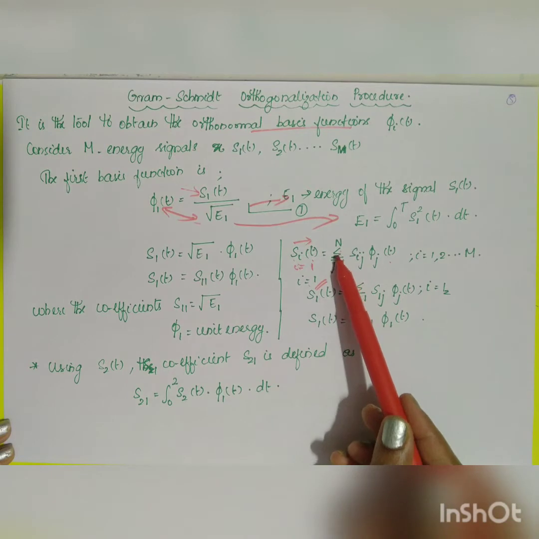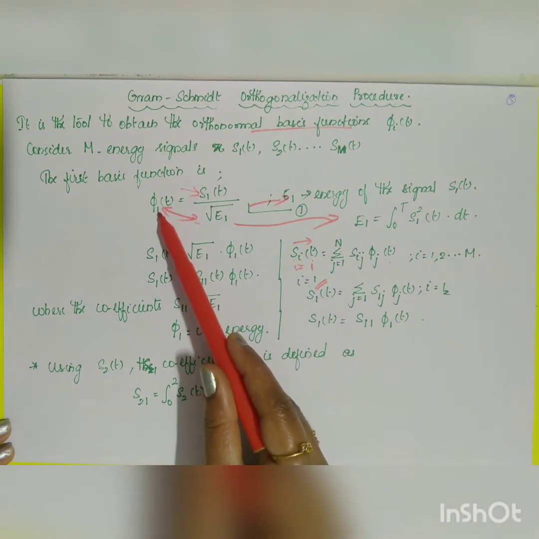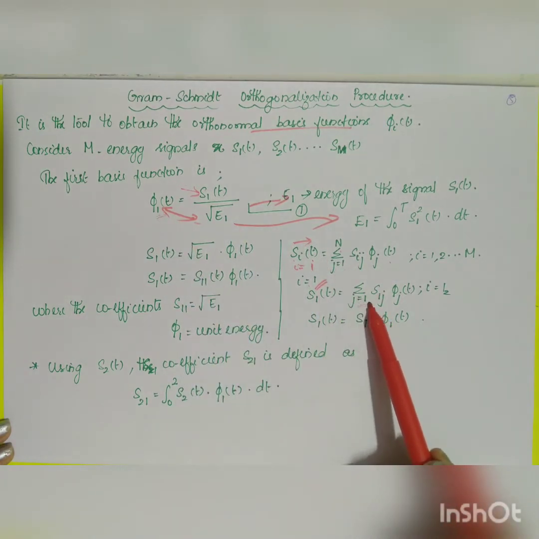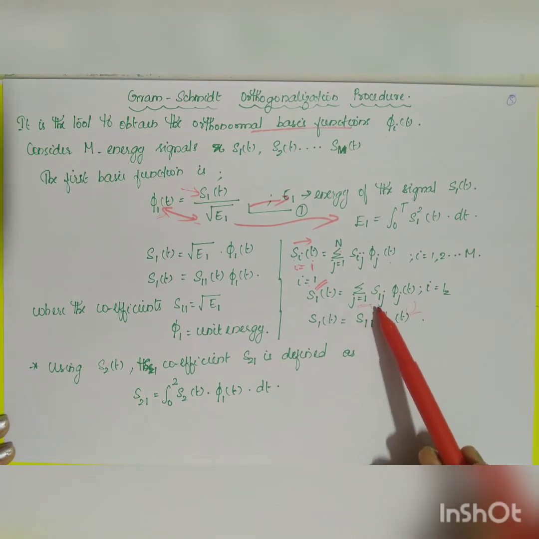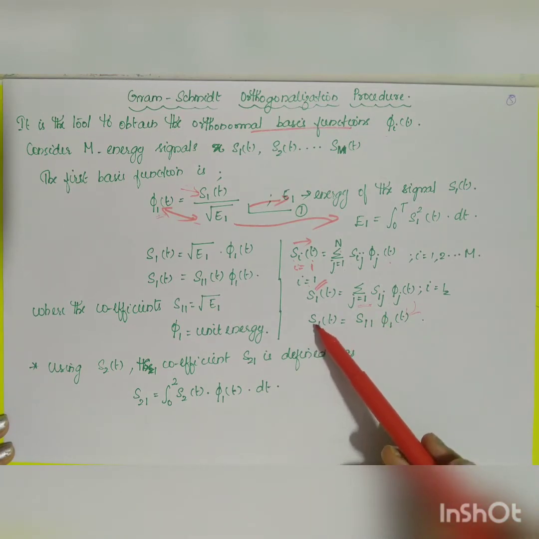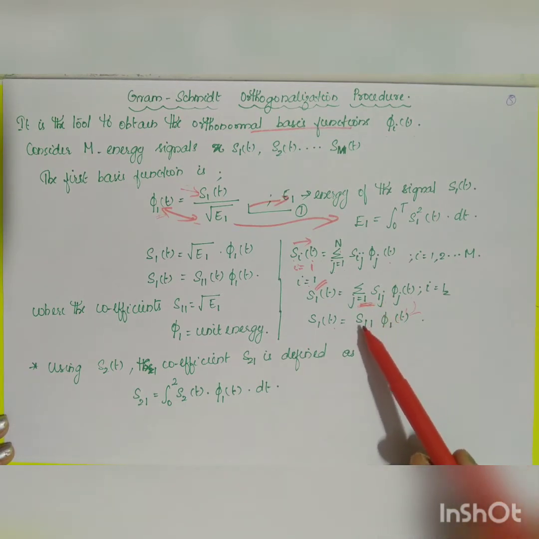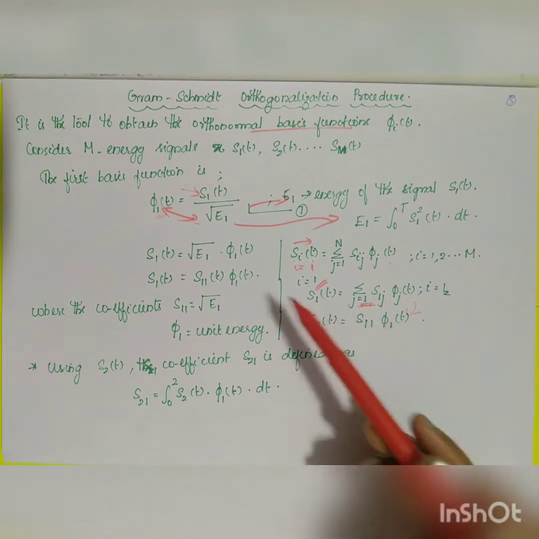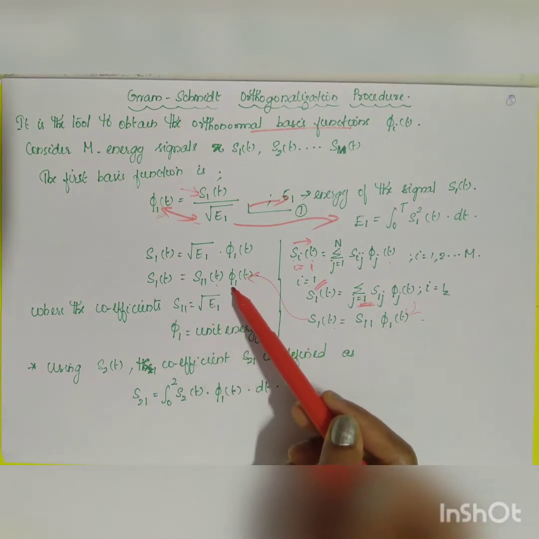S1 of t is equal to summation j is equal to 1 to n. Here you have j is equal to 1, S1j into phi j of t. It is written in the next step. Now I can reconfigure it into S1 of t is equal to, here you have only the one value, j is equal to 1. So instead of j, you are substituting the value as 1, so S11 into phi 1 of t. I have written this equation here: S1 of t is equal to S11 into phi 1 of t.